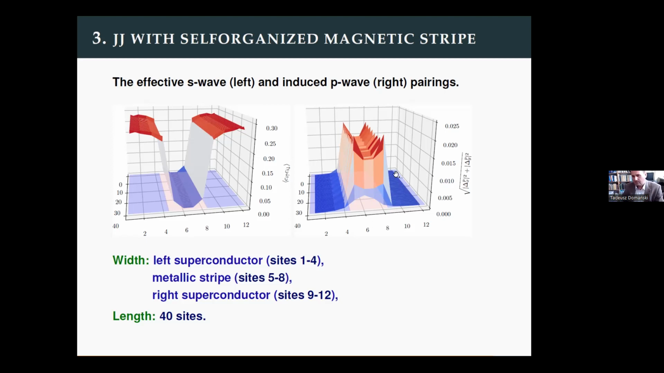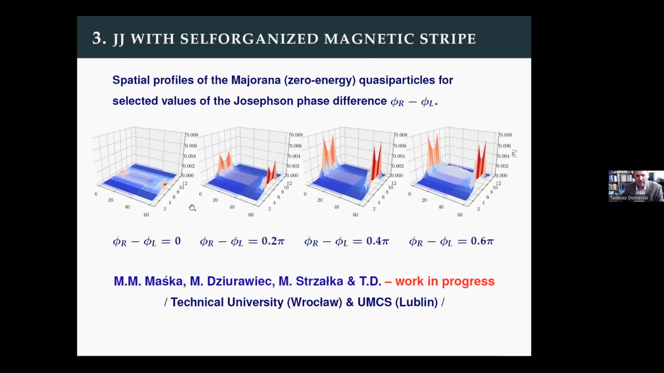Now, when you analyze the electronic spectrum as a function of this length and width, then for zero phase difference, we see no quasi-particles at zero energy. This is the spectral function or density of states at zero energy, or at the Fermi level. With a differing phase, here you see pi by 5, 0.4 pi, and we are going towards pi difference. The magnitude of zero energy modes seems to increase.